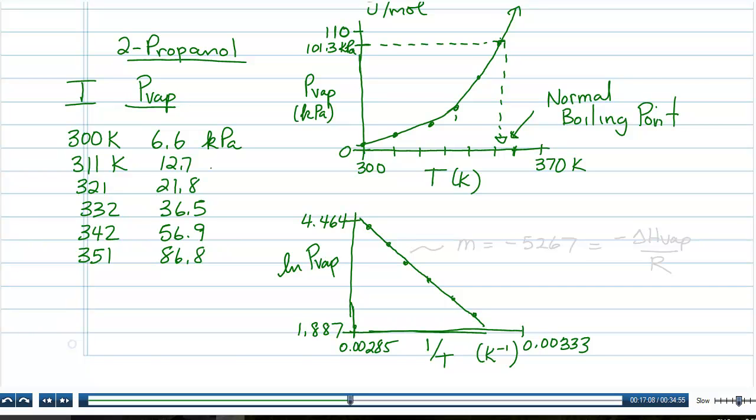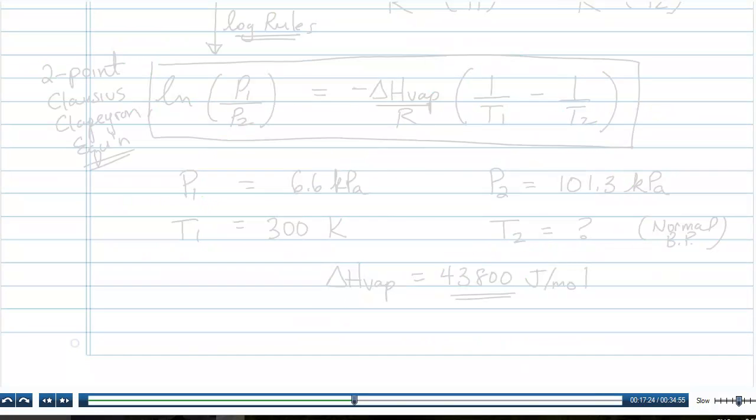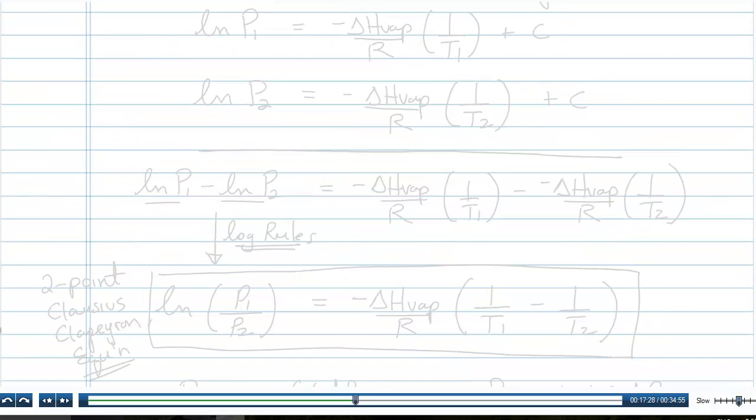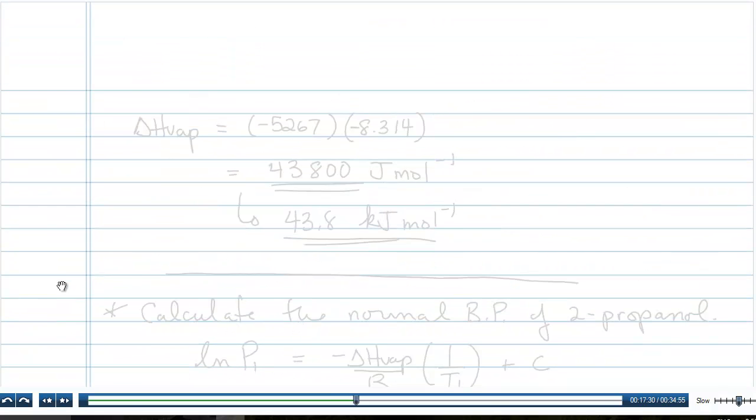Press enter. The slope is something we're going to want, so let's indicate that on our graph. The slope is negative 5267, which is equal to negative delta H vap over R. If you press graph, you should now see a straight line falling through our data.